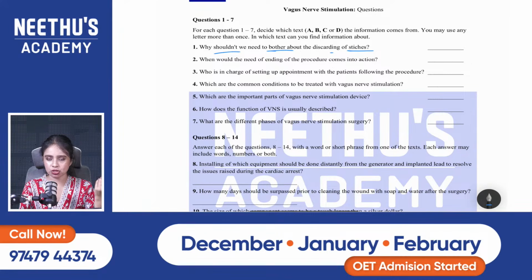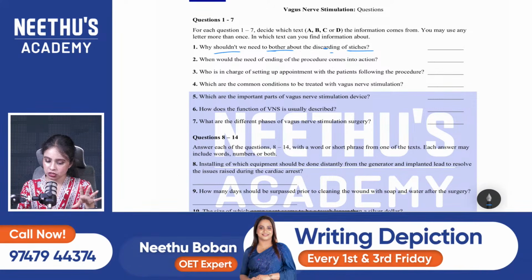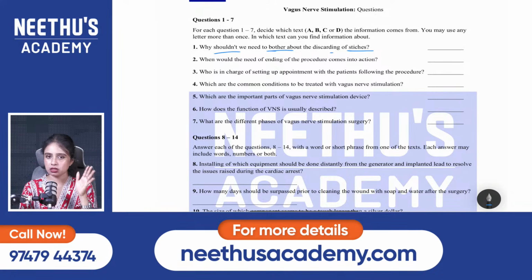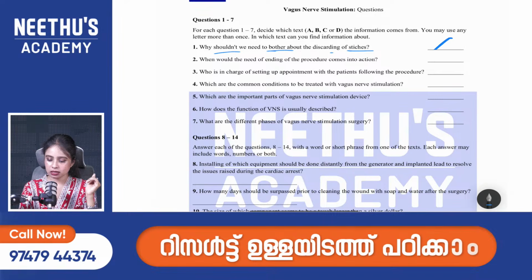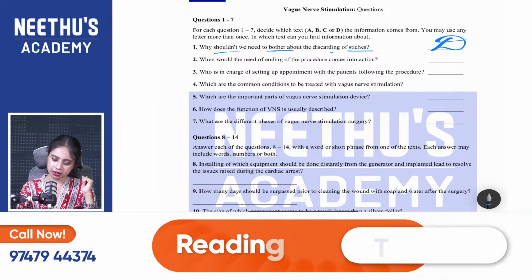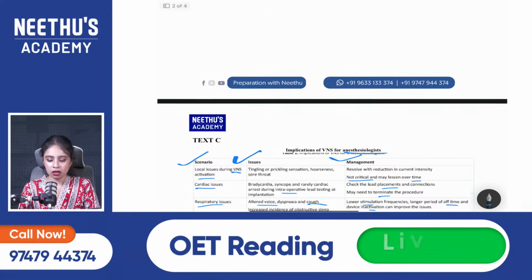So this is how you should start. Where is it mentioned? Discarding of stitches. You don't have to bother about discarding or removing the stitches. Very good, Ganga. Your answer is absolutely right. Answer is D. Very good, Minu. Answer is D, that is from text D.